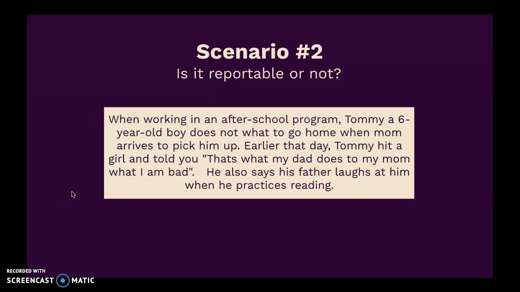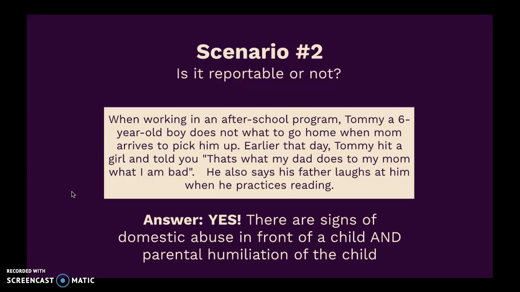Scenario number 2. When working in an after-school program, Tommy, a 6-year-old boy, does not want to go home when mom arrives to pick him up. Earlier that day, Tommy hit a girl and told you, "That's what my dad does to my mom when I'm bad." He also says his father laughs at him when he practices reading. Is this reportable? Answer, yes. There are signs of not only domestic abuse in front of a child, there's also parental humiliation of the child, which falls in line with emotional abuse. Once again, it is not our job to investigate it, simply to report it, especially because of those two situations together.